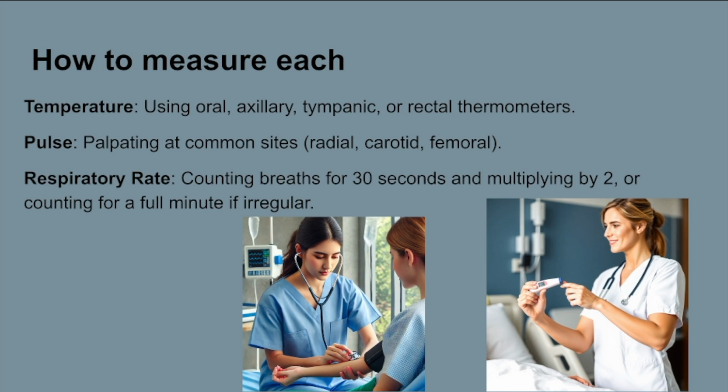Now let's break down how to measure the 5 vital signs. First, we have temperature. Here you're going to want to grab a digital thermometer. There are different ways to measure temperature actually. You can measure it by mouth or orally, under the arm or axillary, or even rectally. A little fun fact. Taking the temperature the rectal route actually gives you the most accurate result.